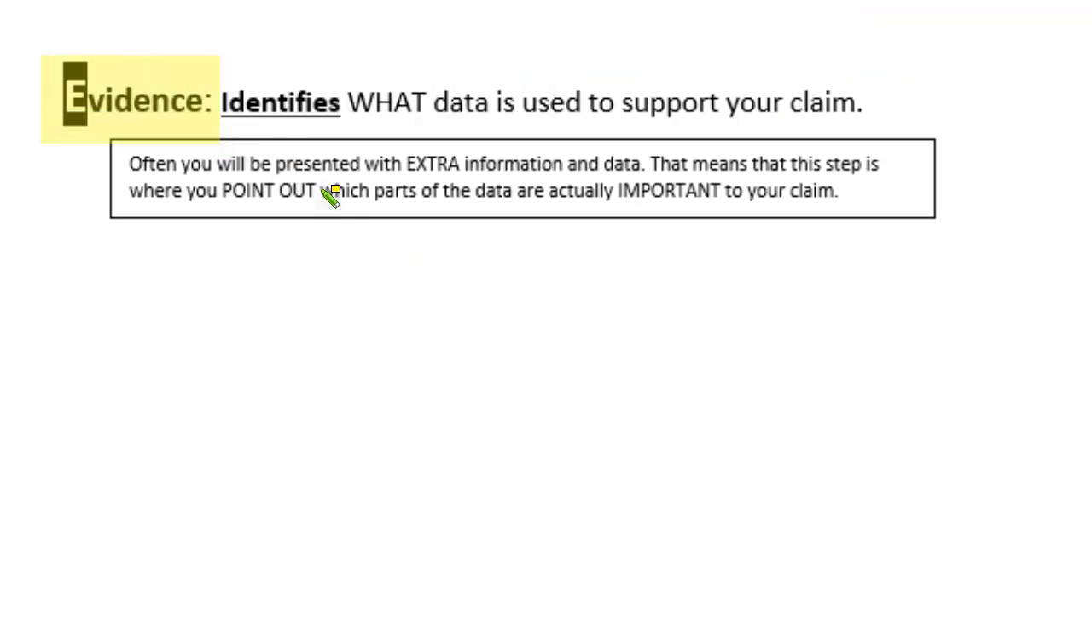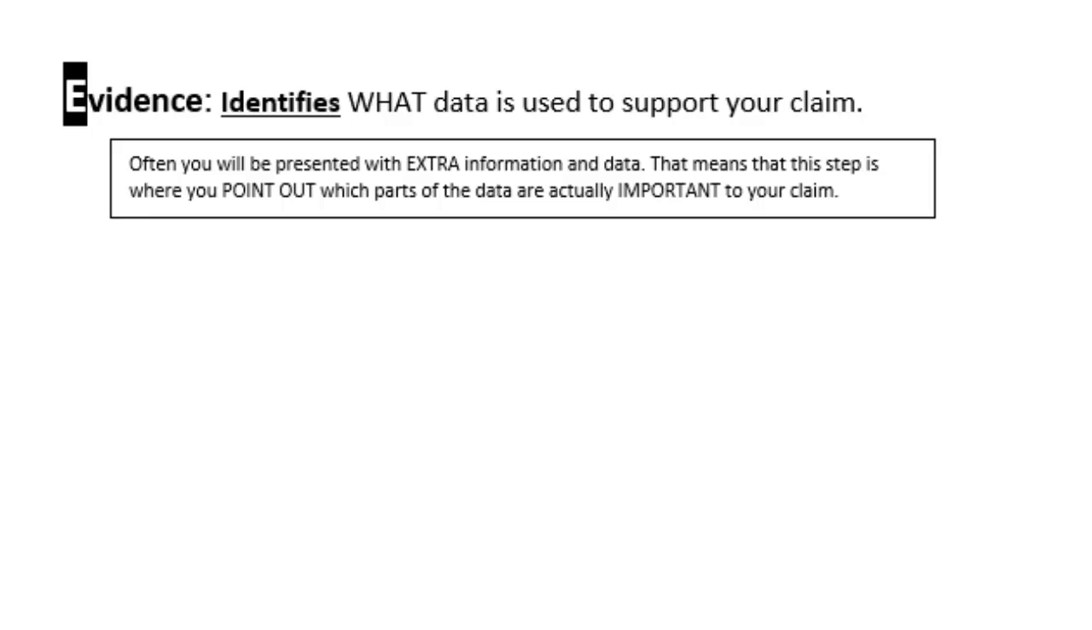Evidence. This is where you identify what data is used to support your claim. Now, the thing about evidence is often you're presented with extra information. So what you have to do is look at all the information given to you and pull out the important part or parts that help support your claim.